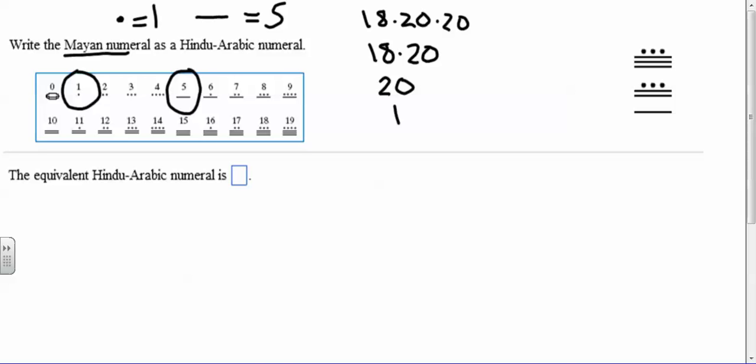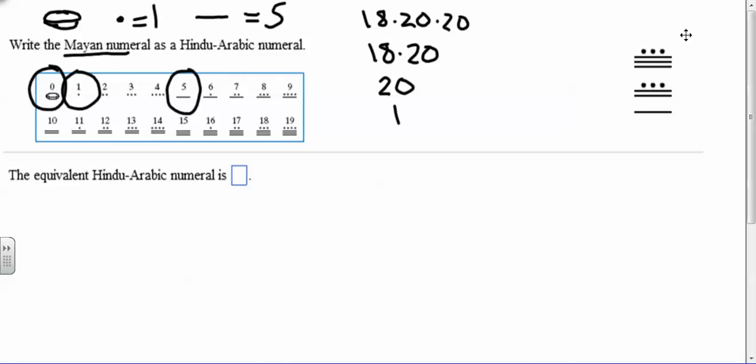So there are numerals or symbols for 0 through 19, which is given in the table, using these fives and ones. And of course, the 0 is similar to an empty bowl. I kind of think of it as a bowl that is empty. That's the symbol for 0.